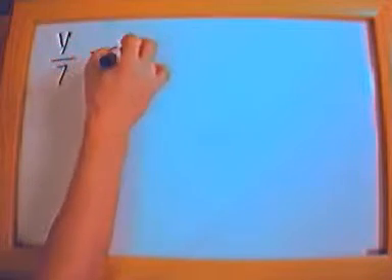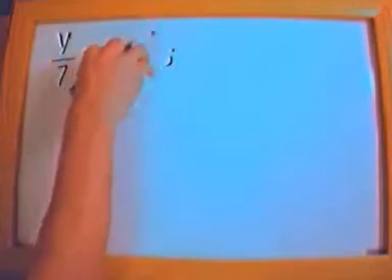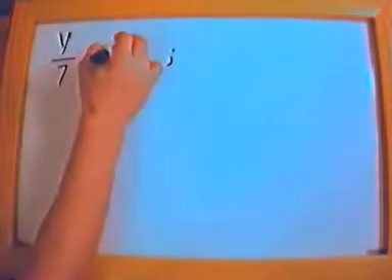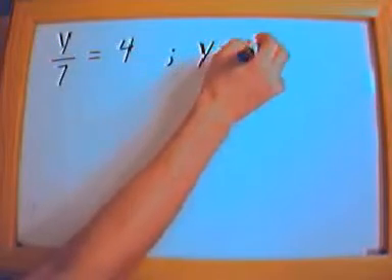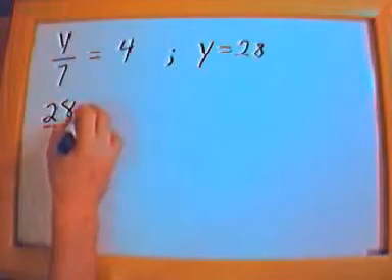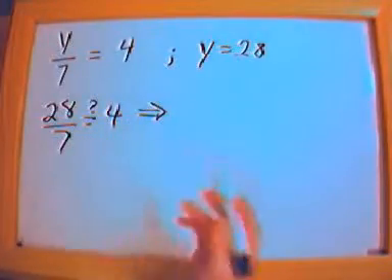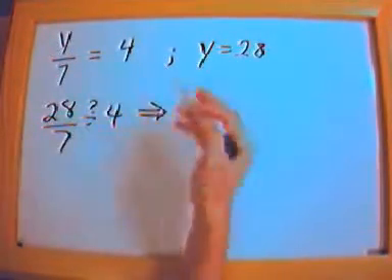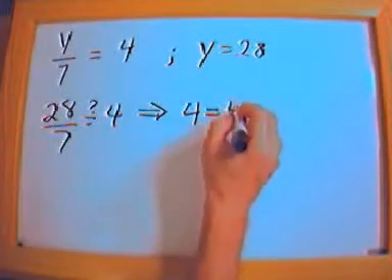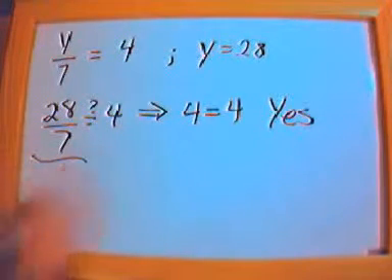So let's take the problem y over 7 is equal to 28, where, make a correction, y over 7 is equal to 4, where y is equal to 28. Let's just plug it in. Y is 28, so 28 over 7 equals, with a question mark, 4. I'm going to continue this way. The double arrow just means I'm continuing the problem. 28 divided by 7 is indeed 4, which is equal to 4. So yes, 28 is a solution to that equation.